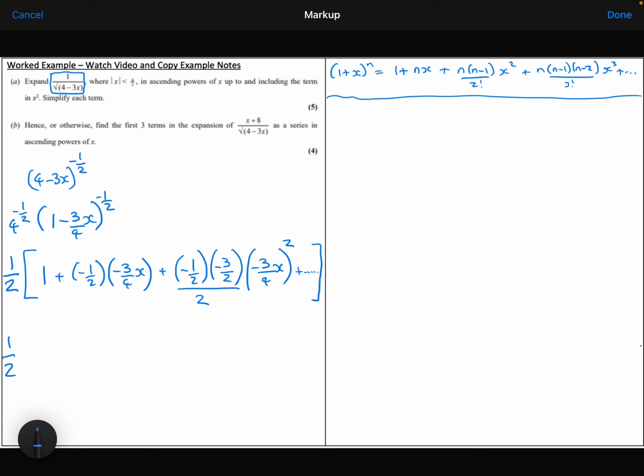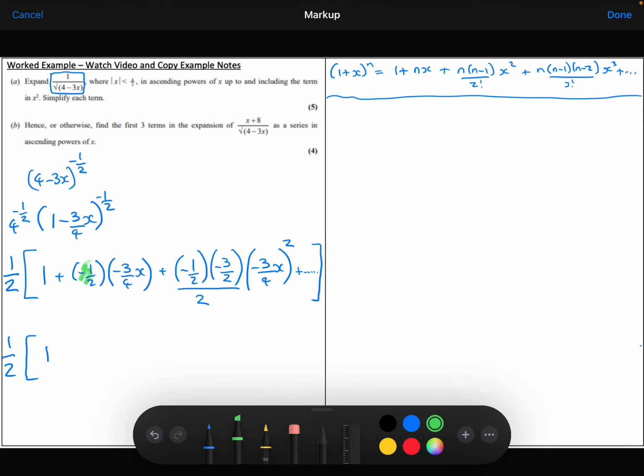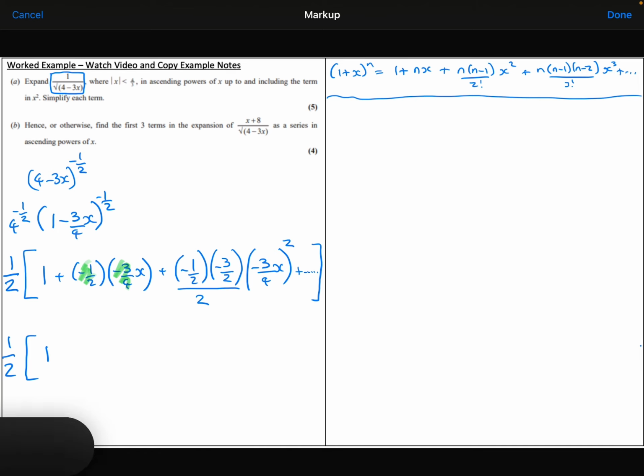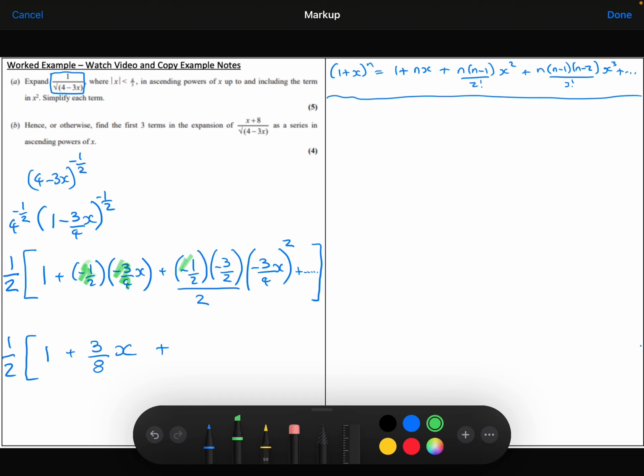Right, so let's go through this and simplify then. So the minus 1/2 times the minus 3/4 is going to be plus 3 over 8 x. Right, then we have minus 1/2 times minus 3 over 2. So that's plus 3 over 4. Divided by 2, that's plus 3 over 8. So this is 3 over 8 so far.